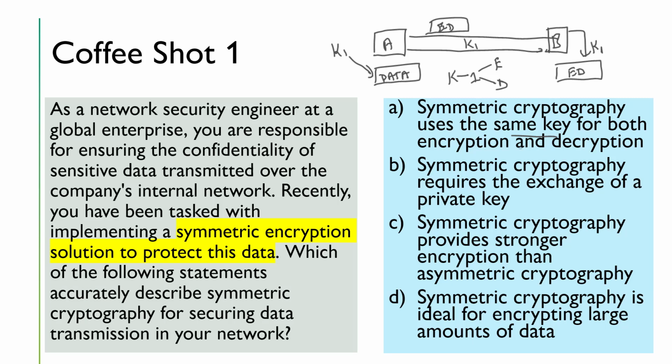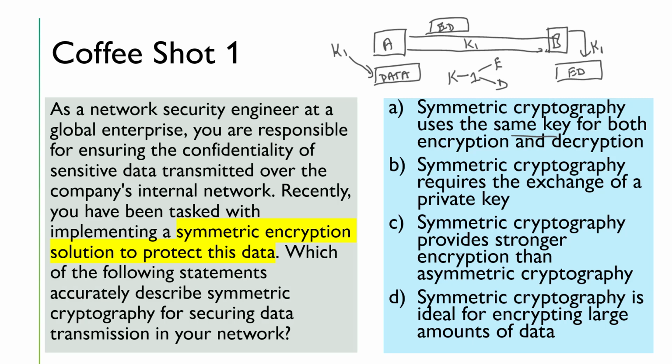And that is the reason the biggest advantage of symmetric cryptography is that it is faster, because it uses the same key to encrypt and the same key to decrypt. Symmetric cryptography requires exchange of a private key, which is not true, because symmetric only has one key. That is used in asymmetric. Third, symmetric cryptography provides stronger encryption than asymmetric, which is not true.